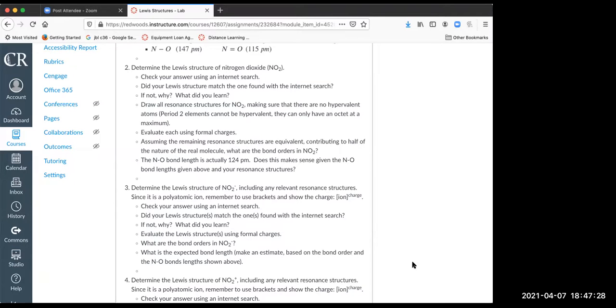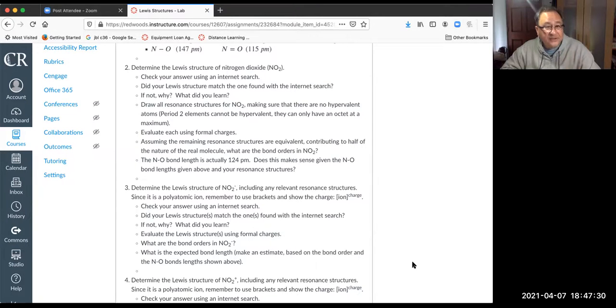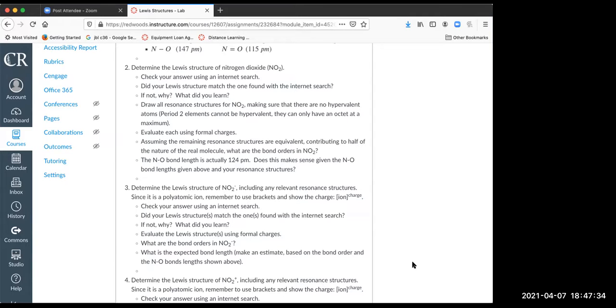Okay, so you should have 2 resonance structures. Well, I've only done one so far. Oh yeah, because then the other one is just the other side. So it's like the same but reversed.